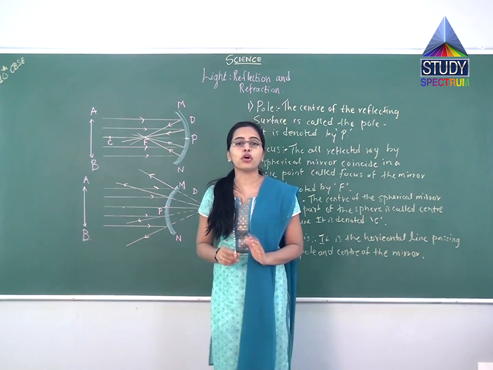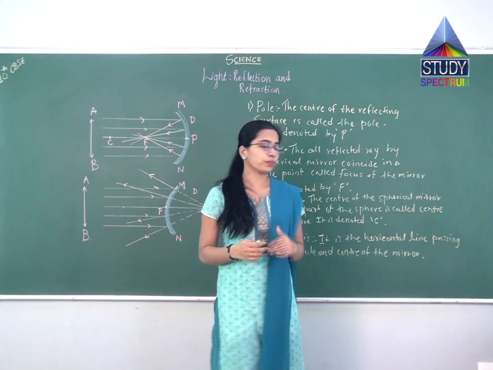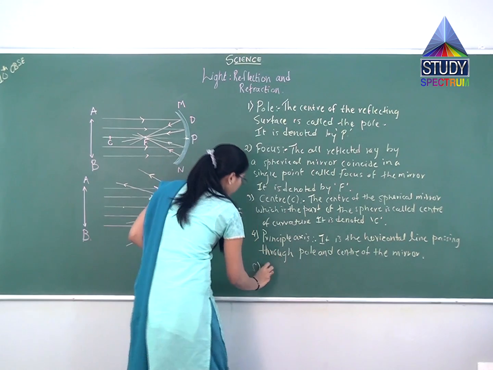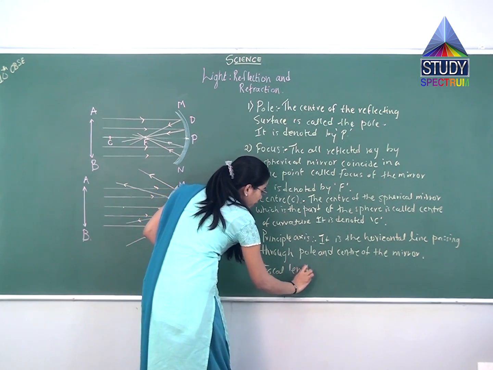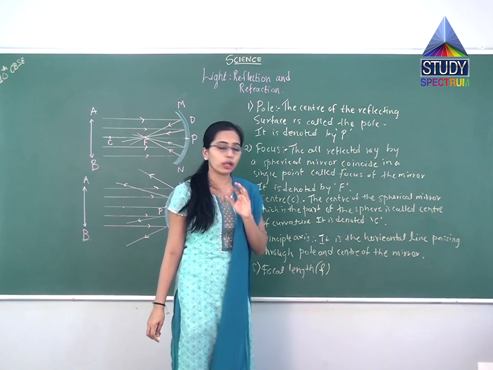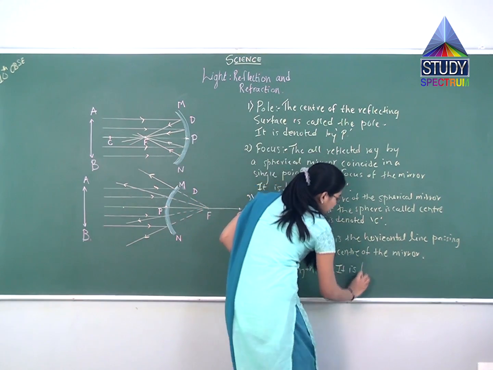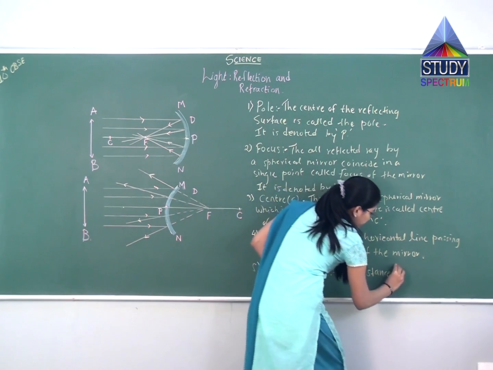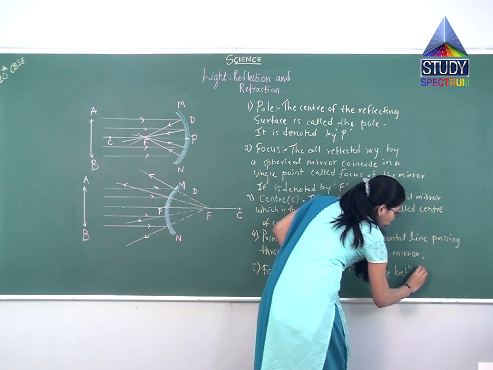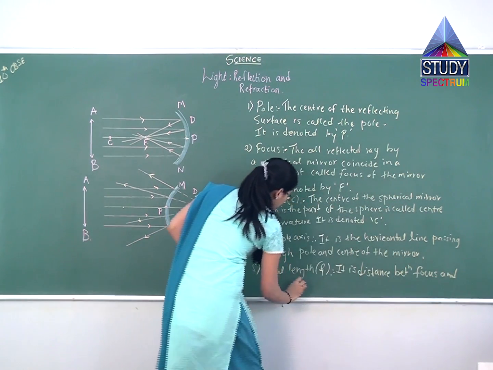This distance is called the focal length of the mirror. And what it represents, that I will show you. Let us write about focal length. Now focal length is a length, so it is denoted by small f. We write it is the distance between focus and pole.